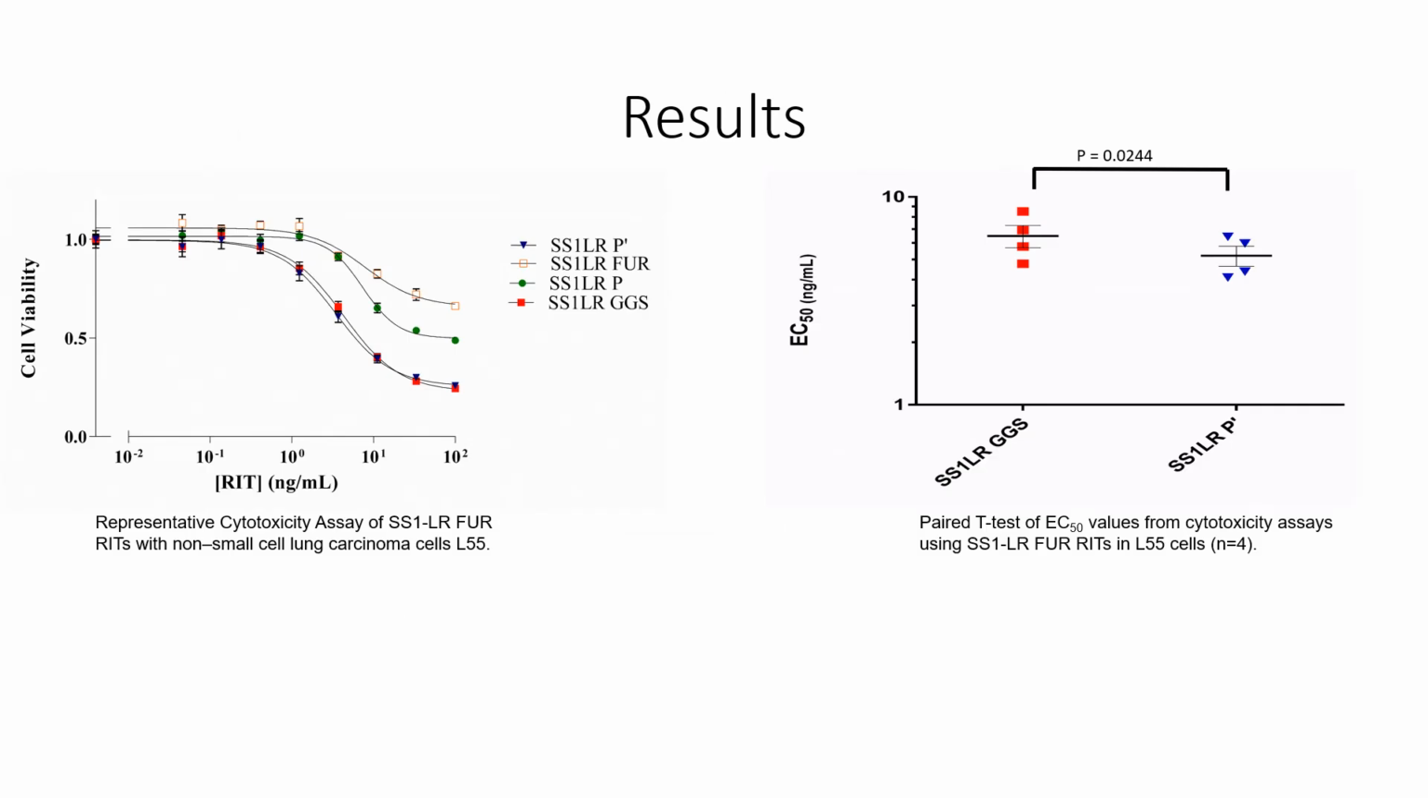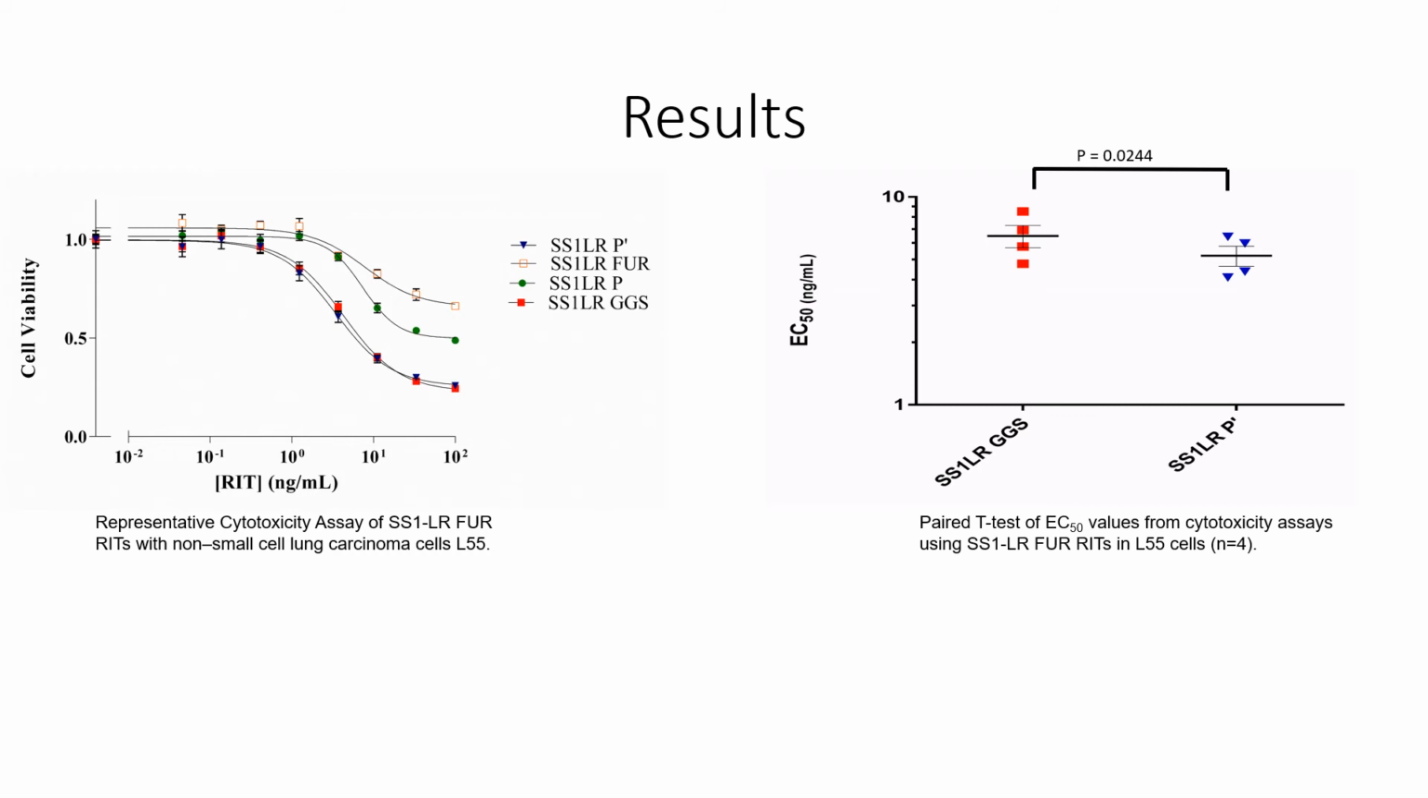We ran 4 cytotoxicity assays with L55 cells for each of our 3 recombinant immunotoxins and the wild-type SS1-LR-GGS. We determined the EC50 values of each of the recombinant immunotoxins, took the log of the EC50 values, and plotted them on the graph here.